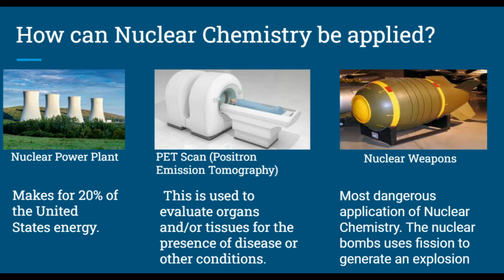In the middle, we see a PET scan, which is used to evaluate organs or tissues to see the presence of diseases or other conditions, which can save your life. This utilizes gamma, which is part of one of the radioactive decays. And on the right is one of the downsides to nuclear chemistry, which are nuclear weapons, which have been used in the past but are banned. This can cause great chaos, problems, and danger, but we still have our benefits from nuclear chemistry.